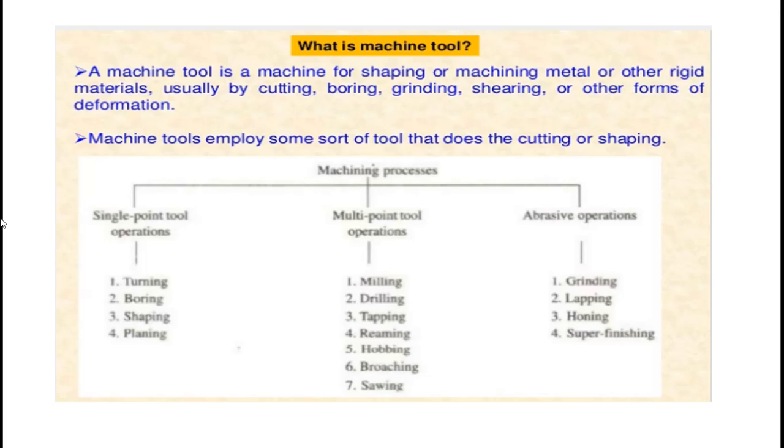The last type of machine tool operation includes abrasive operations, in which harder material in the form of fine particles is used to remove excess material. It includes operations like grinding, lapping, honing, and super finishing processes like buffing.